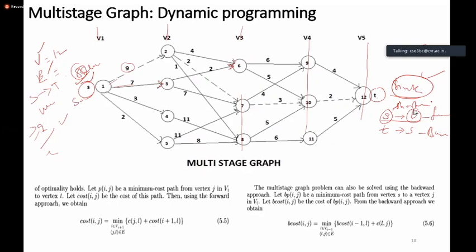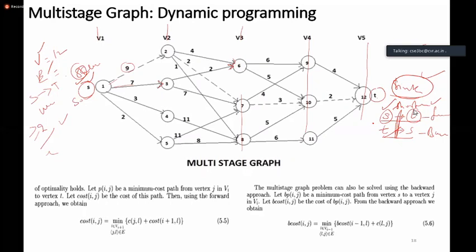One is the forward approach: you can calculate from S to T. Or you can calculate from T to S also. That is the backward approach. Both distances are the same, even this distance and this distance are the same. Are you clear on my point? Now, how do you have to calculate the distances?